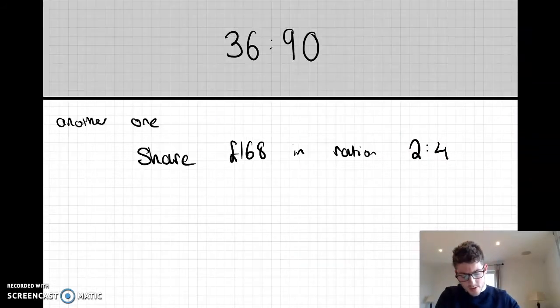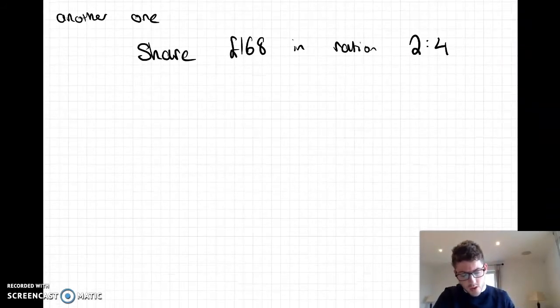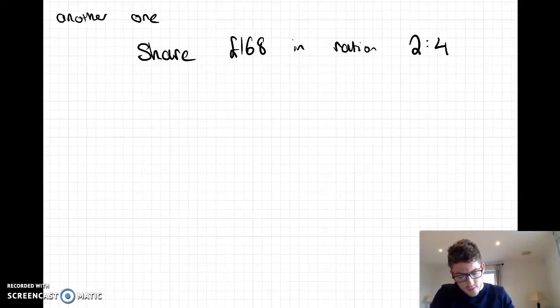Okay, let's look at another example. If you're happy, you can move on, but I'll do one more really quick. Okay, 168 in a ratio of 2 to 4. Okay, so what am I doing now? Oh, sorry. Right, 2 to 4, and it has a total of 6 parts.